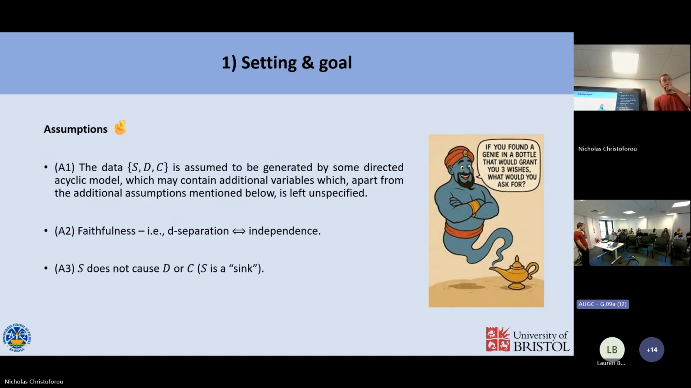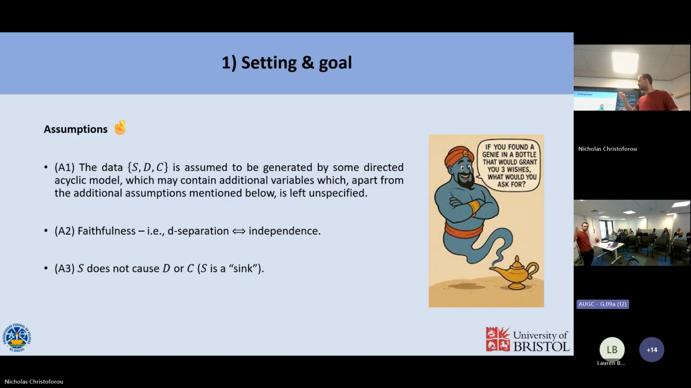For any method to work, including the procedure we're going to be describing today, we're going to need some assumptions. So, fingers crossed. The first one is that the data, and by data I mean the sets S, D, and C, is assumed to be generated by some DAG. I'm not saying you need to know the DAG. I'm saying I'm assuming that there is a DAG that generated the data.